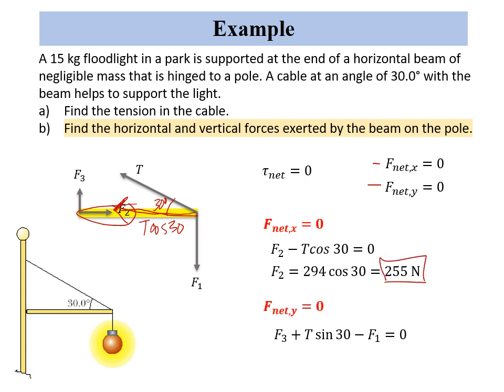Do the same thing in the y direction, and you'll see that in the y direction there is no force. F3 is 0. So that means this is not out there. And that should make sense to you. If this beam is just horizontal like this, then there's a normal force that is exerted by the pole on the beam, and that should be in this direction.